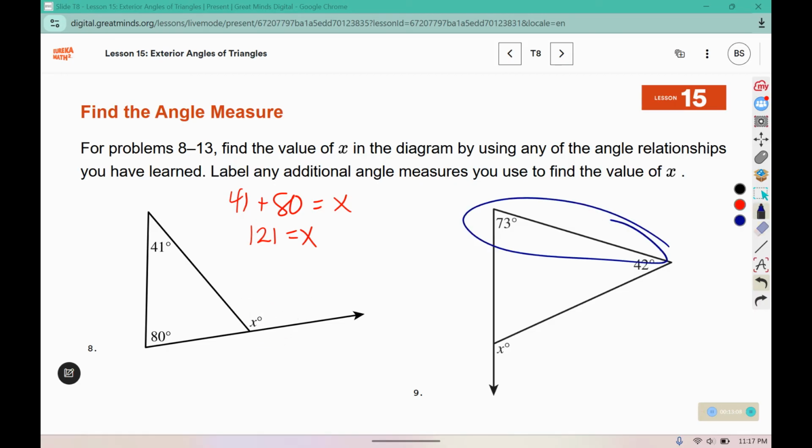The sum of the remote interior equals the exterior. 73 plus 42 equals x. 3 plus 2 is 5. 7 plus 4 is 11. So x is 115 degrees in problem 9.